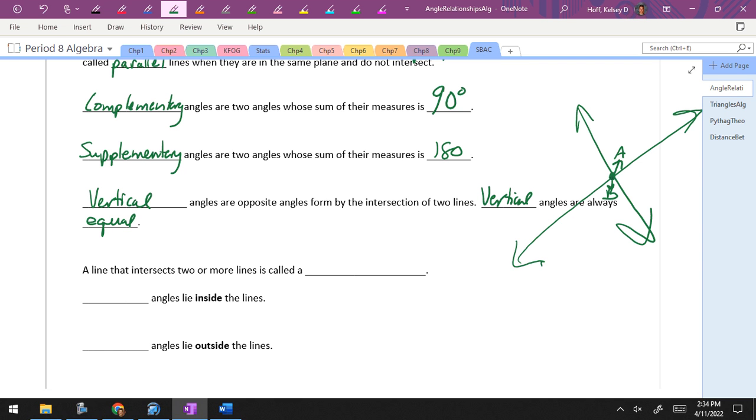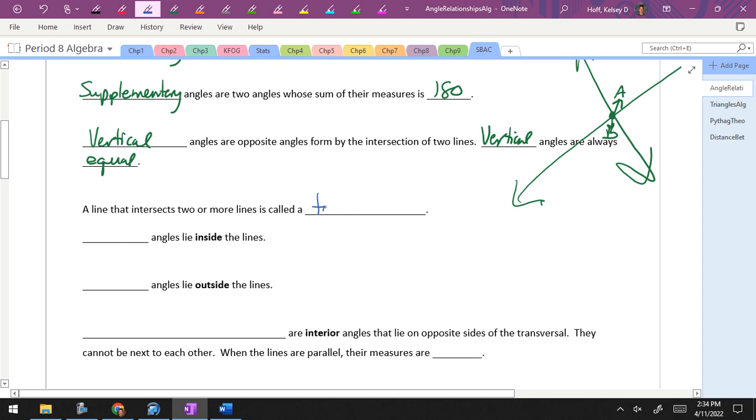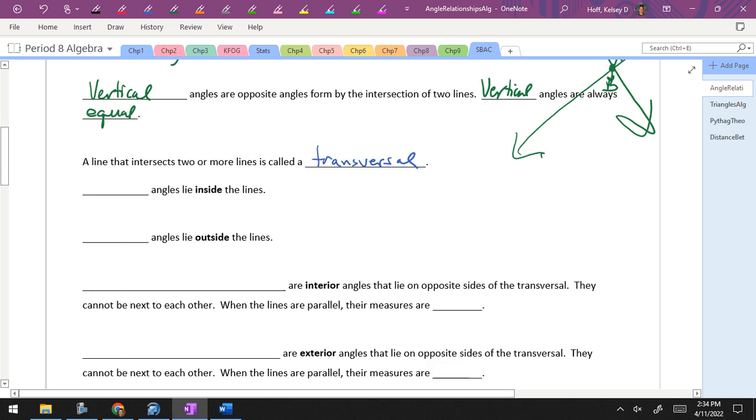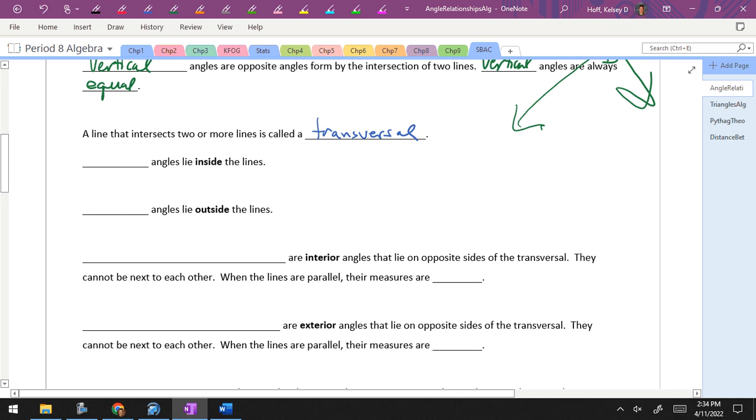A line that intersects 2 or more lines is called a transversal. The picture at the bottom of your page has a set of parallel lines and a line that slashes through them, yes? The one that's slashing, labeled L, is the transversal. When L slashes those 2 lines, how many angles are formed? 8 angles. Some of those angles are labeled as interior because they are inside the 2 parallel lines, and some of them are labeled as exterior because they are outside.